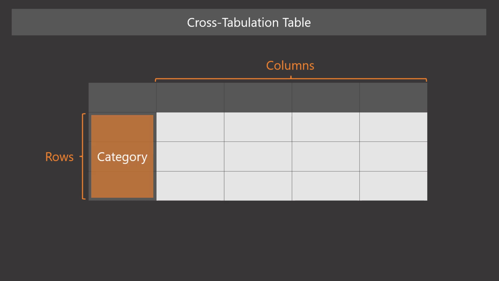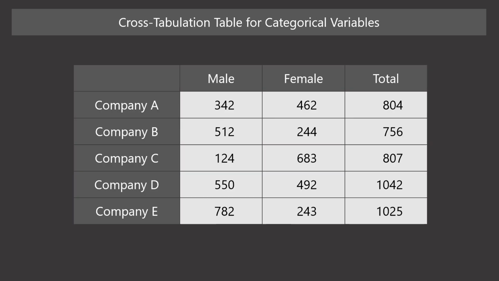In a typical cross-tabulation table, the rows classify a variable by categories, and the columns display the frequency or percentage of another variable for each category. This table shows the number of male and female employees working in each company. The rows represent the company name. Here, the company name is a category, and the columns represent the number of male and female employees. Here, gender is a category.